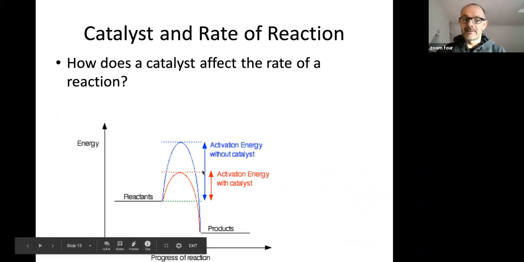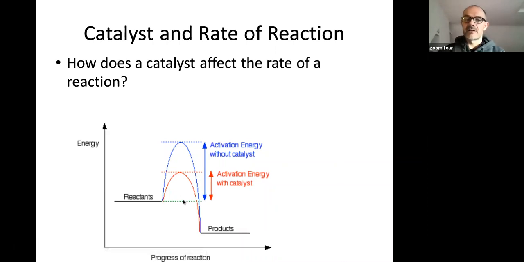What a catalyst does is lower the activation energy. So here's a diagram. That's what it is without a catalyst. We put a catalyst in and we lower the activation energy. So how does that affect the rate of reaction? Well, if you lower the activation energy, that means more collisions have enough energy. Because if you lower the minimum amount of energy, more of them are going to go over that minimum amount of energy, and so the reaction happens faster.